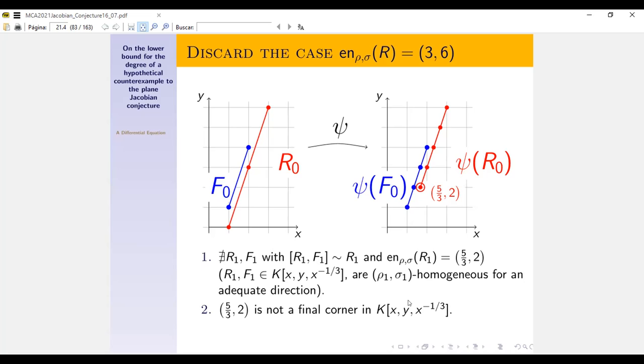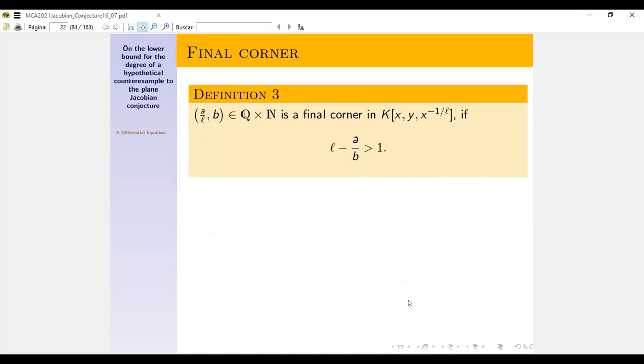What is a final corner? I will explain only the arithmetic side of a final corner. So A divided by L, comma B is a final corner in this new ring, x, y, and x to the minus 1 divided by L, if L plus A divided by B is greater than 1. So this condition is needed because you then can construct the border of a counterexample. If this condition is not met, then you cannot construct a counterexample.